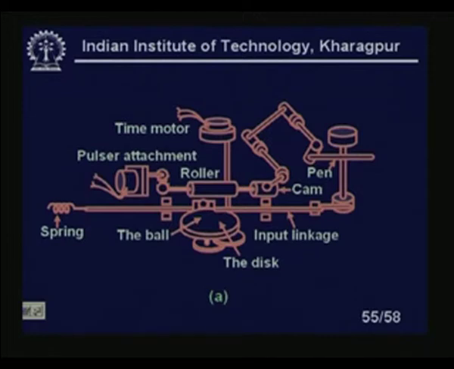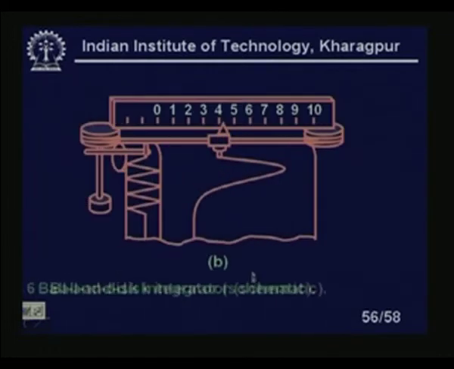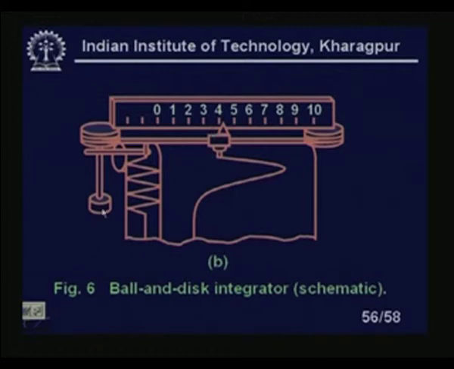You see, this is the disc and this pen is going to a recorder that I am not showing. There is a spring, you have a ball and the disc, this input linkage is here, this is a pulsar and this is a roller, and these are time motors. So, it is going to the pen. In the next graph we will show, you see here this pen goes here, which is recording on a chart. So, ball and disc integrator schematic. This is about the gas chromatography basic recorder.